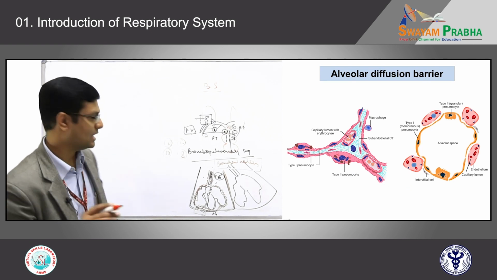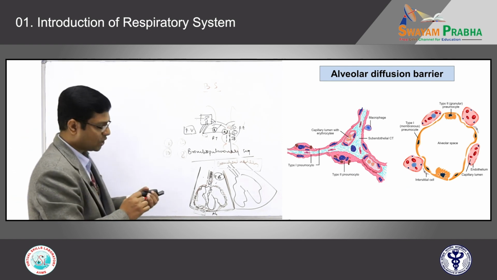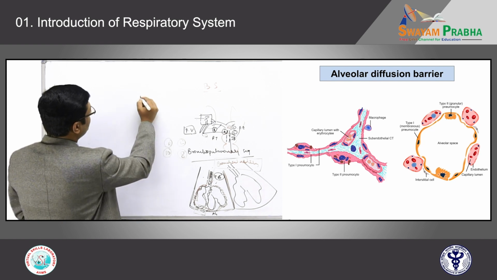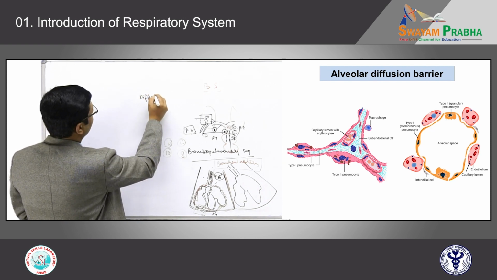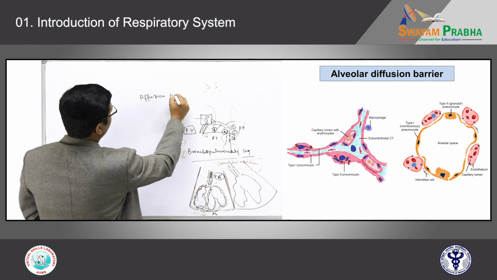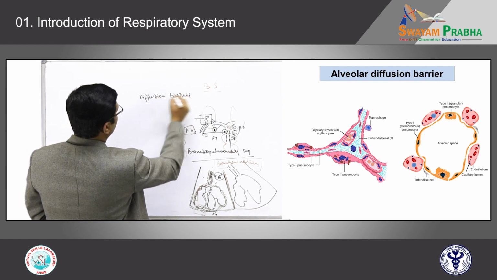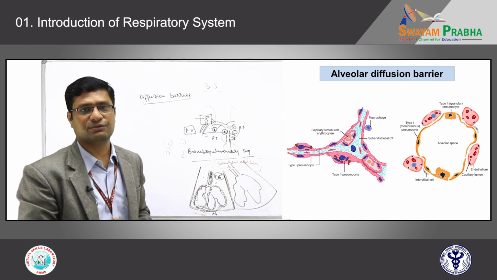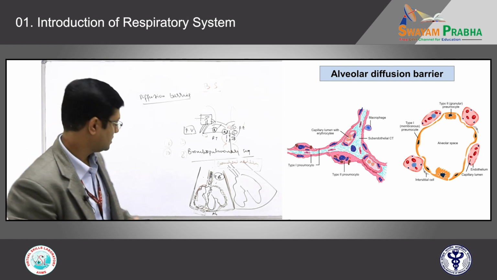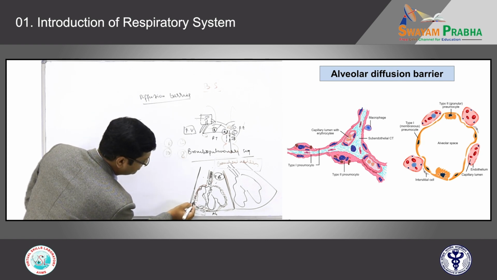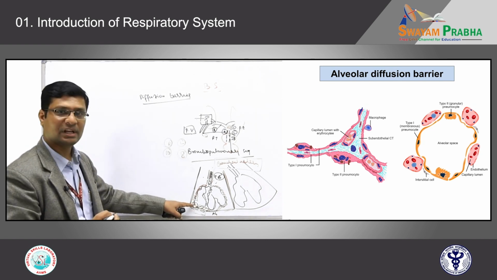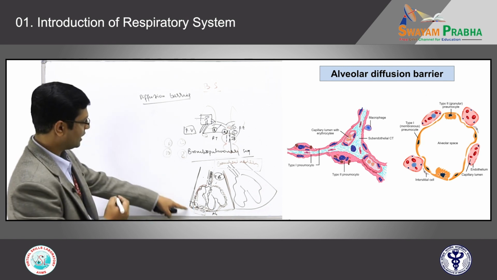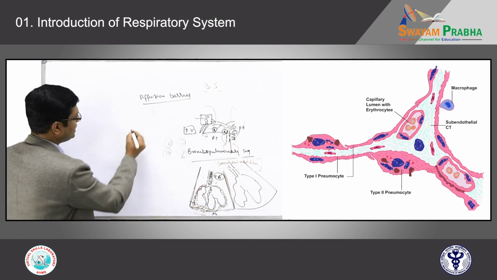All of you remember? Let us see. Then finally, we should know what exactly the diffusion barrier is and how it looks. We call it the diffusion barrier. These are just membranes where the diffusion of gases actually takes place. They are nothing but this part, the alveoli with the capillary plexus. Let us see how it looks if you magnify this. I will magnify this part.